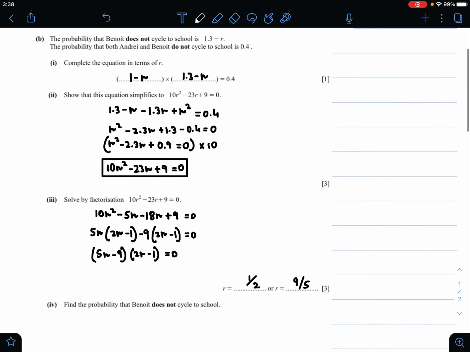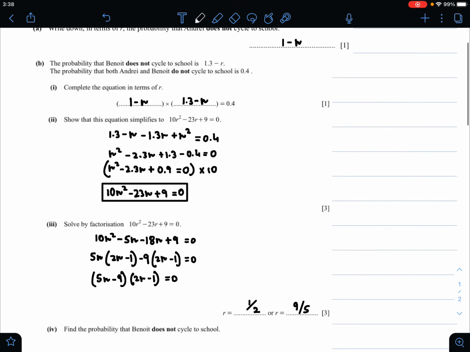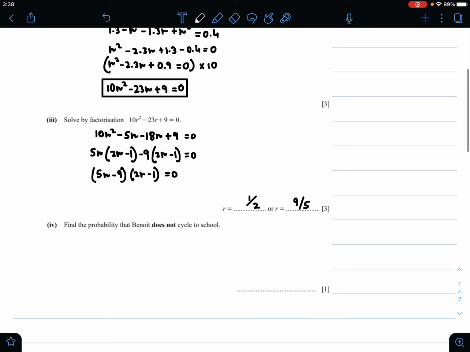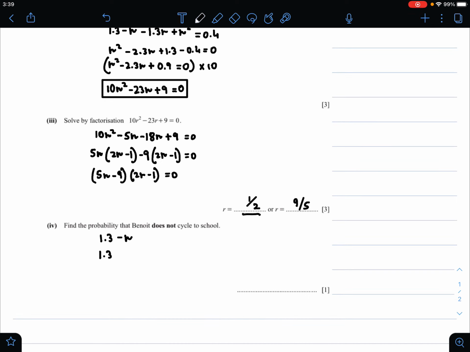Now, for B part 4, they are asking us to find the probability that Benoit does not cycle to school. They told us that this probability is 1.3 minus r. Since probability can't be negative, we cannot use the r value of 9 by 5, because 1.3 minus 9 divided by 5 would give us negative half. Therefore, we have to use the r value as half, the other r value that we got.